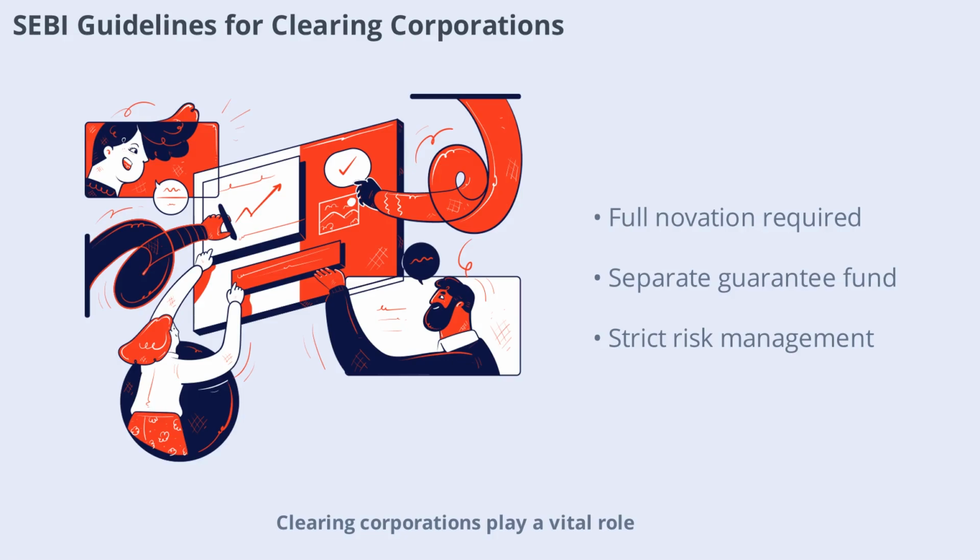Clearing corporations play a vital role in ensuring the smooth settlement of trades. SEBI requires them to perform full novation, meaning they become the legal counterparty to every trade. They must also maintain a separate core settlement guarantee fund for currency derivatives and follow strict risk management protocols, including margining and daily settlement procedures.